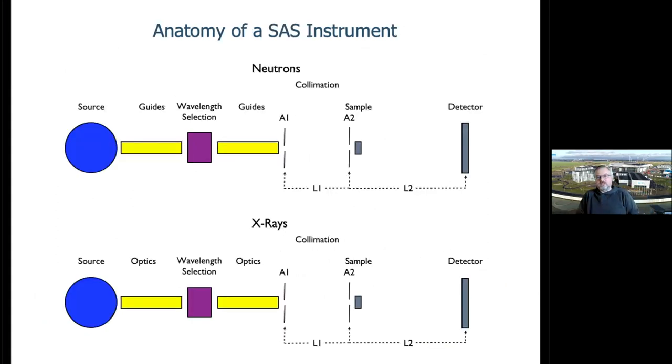All right, so what does a SANS instrument look like? It looks something like this. We have a source, we have some means of transporting the radiation from the source, we have a means of choosing what wavelength we're going to use, we have some means of collimating the beam, we have our sample, and we have a detector. And these are all placed controlled distances apart. And this is the same whether we're measuring with the neutrons or x-rays. The details of the components may be different, but the principles are fundamentally the same in terms of what those components do. But today I'm just going to talk about small angle neutron instruments.